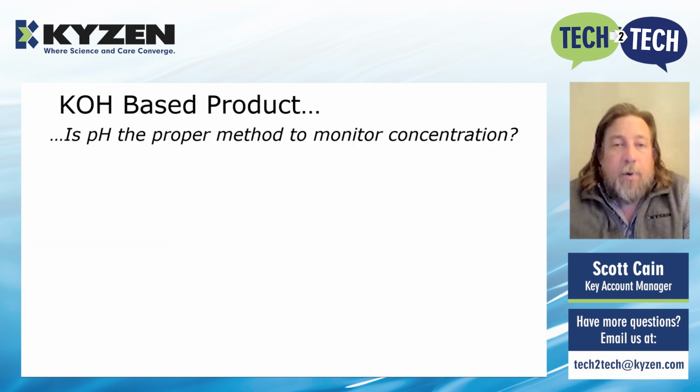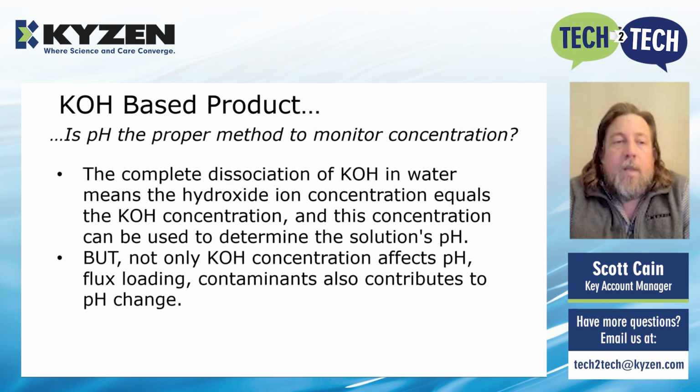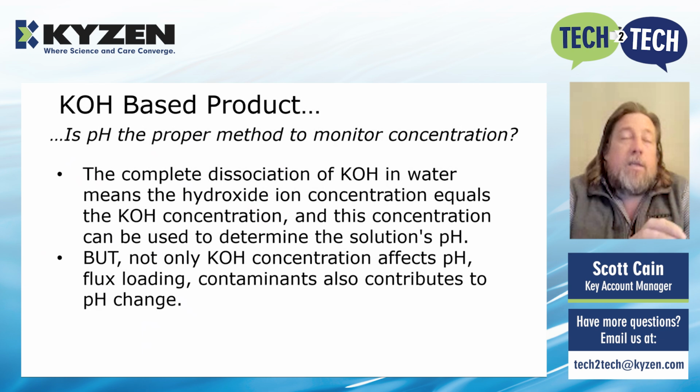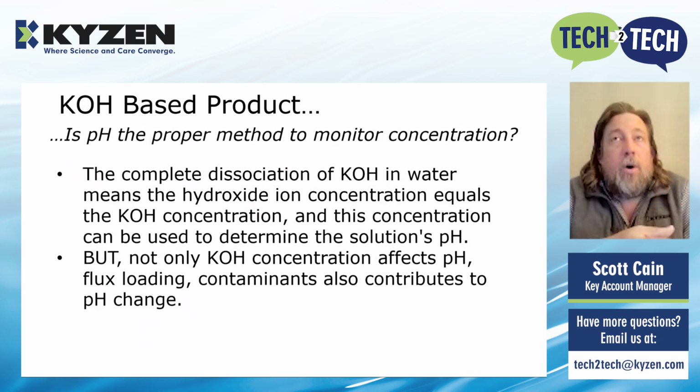So is pH the proper method to monitor the concentration on these KOH based products? This is just the complete dissociation of KOH in water, which means the hydroxide ion concentration equals the KOH concentration. And this concentration can be used to determine the solution's pH. But the pH doesn't take into consideration all the other things that may be in the material. It does get fluctuated. There could be plasticizers in there. There could be other materials that change that pH.